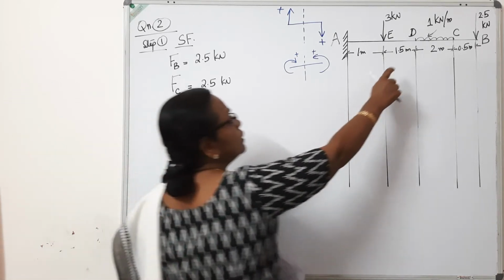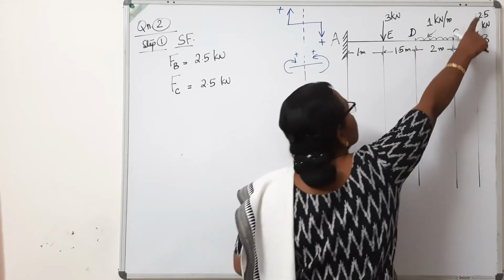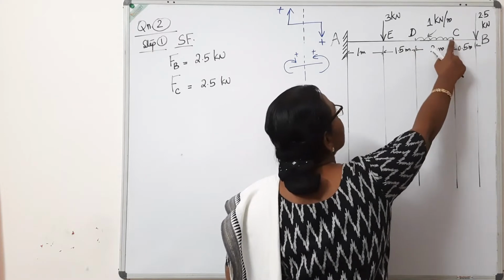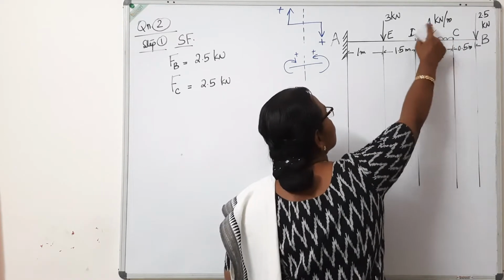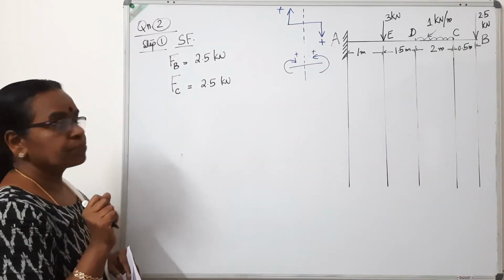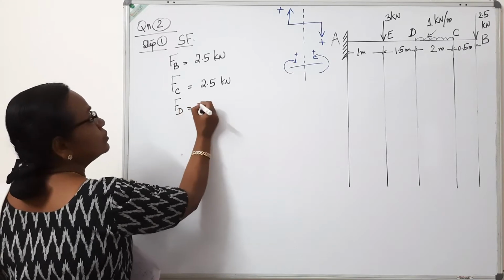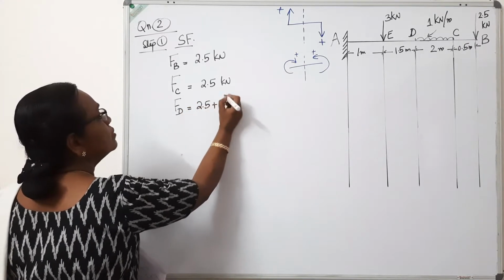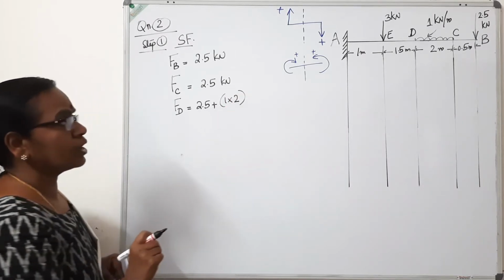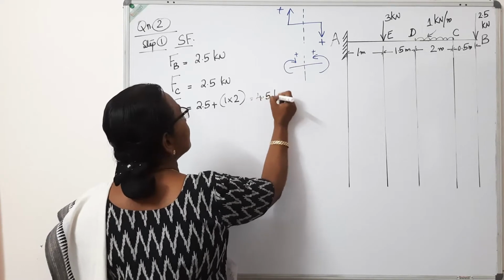When you come to point D, the total load acting to the right of it is the 2.5 kilonewton plus 1 kilonewton per meter acting over a distance 2. So the total load is 1 into 2 kilonewton. So shear force at D is equal to 2.5 plus that load, 1 kilonewton per meter acting over a length 2, so 1 into 2. So 2 plus 2.5, it is 4.5 kilonewton.